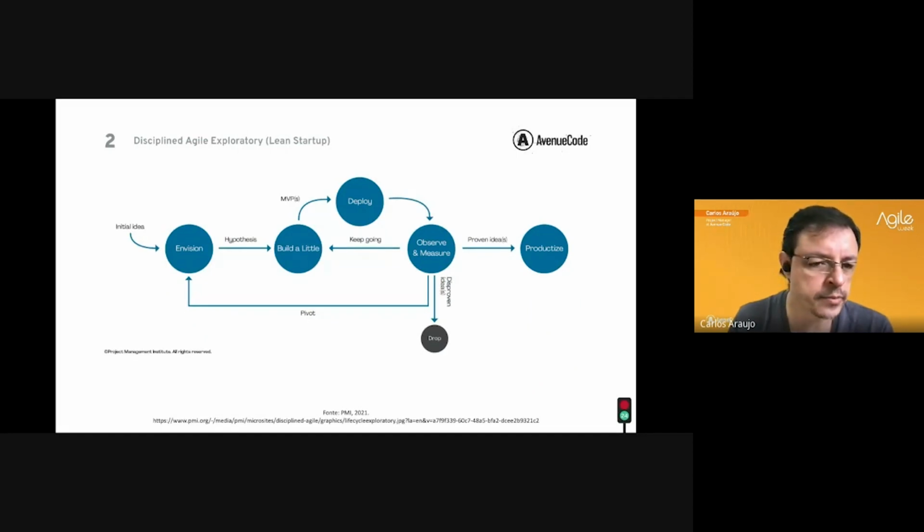Here, the exploratory. In the exploratory, we have the idea first. We envision some solution. Then we build a little. We create an MVP. We deploy that, and then we observe, we measure, and then we see, oh, this can be evolved, we can improve that. So we bring this back to the envision part, create a new demand, build a little more, and continue until we have a solution that is prototyped. Okay.